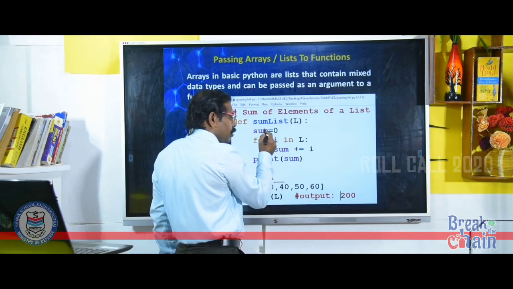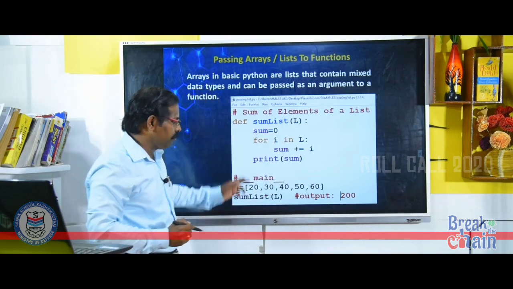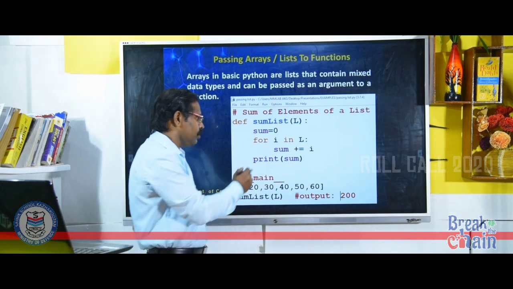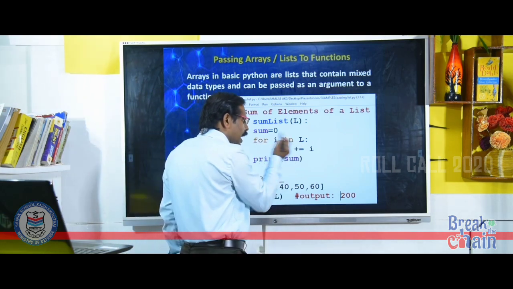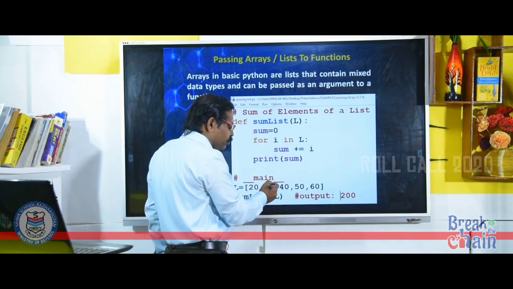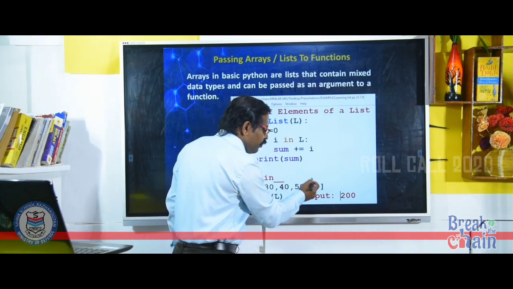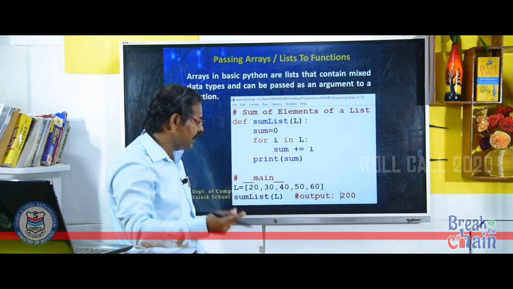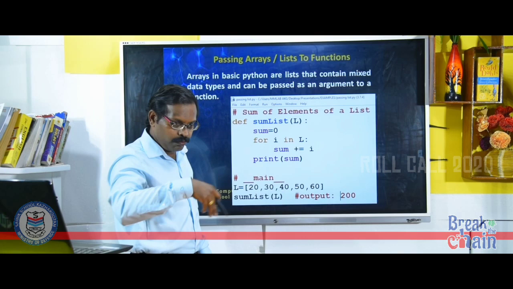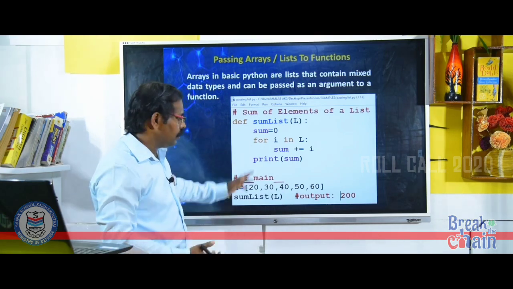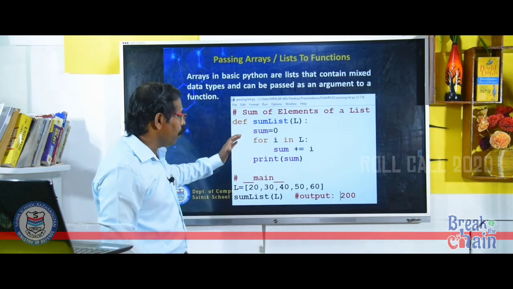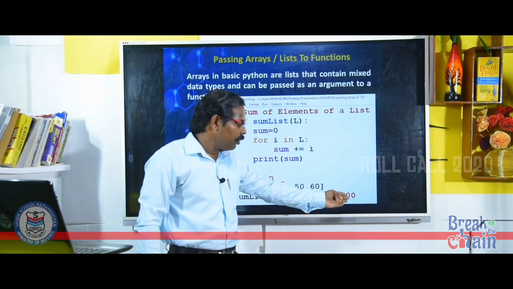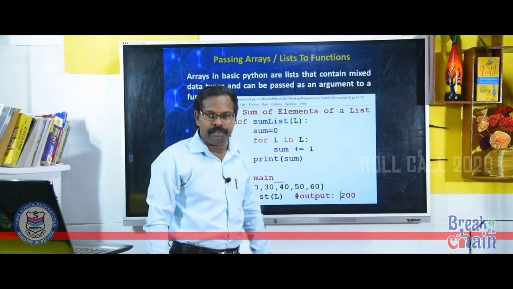Now sum is equal to 0, a variable I have declared and given the first value as 0. Now for i in L, that means fetch each value 20, 30, 40, 50, 60 respectively and add each one by one with the sum. Then printing the result. Now what will be the result of that output? I have already typed here 200.